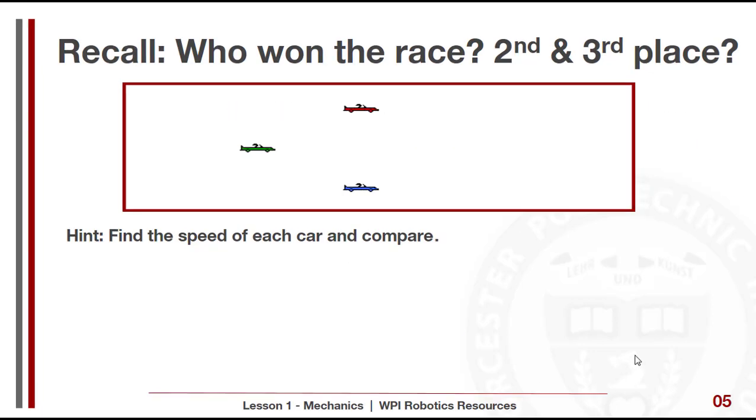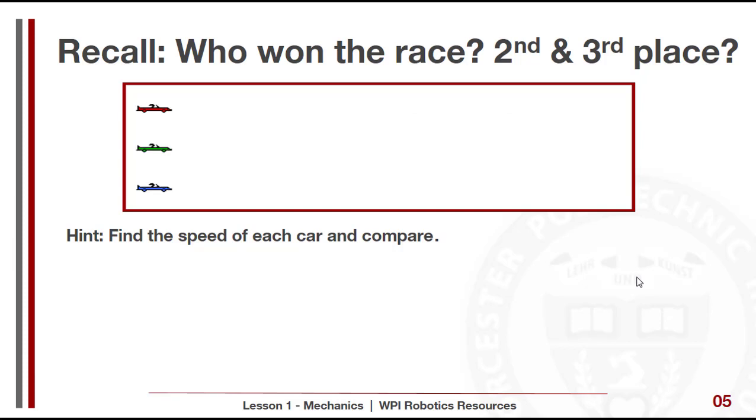Okay, so who won the race? Well, we can make a quick judgment by eyeballing the finish line, and you can see that the blue car comes in first, but not so sure about the green car and the red car. And so to be sure, we have to determine it mathematically.